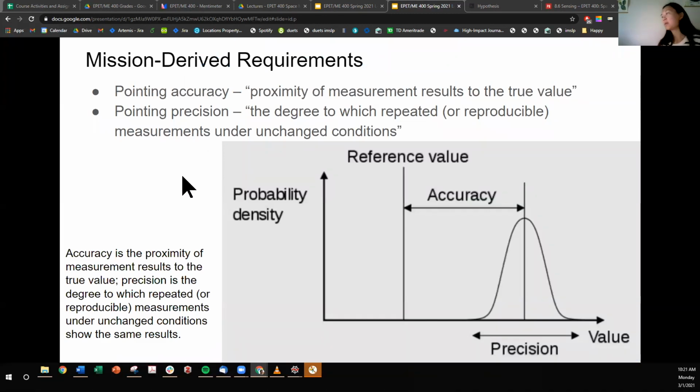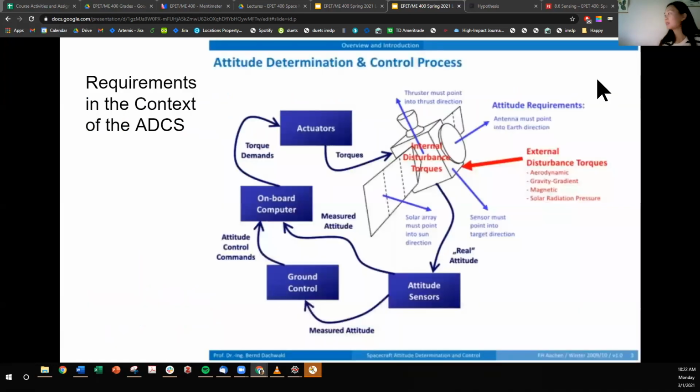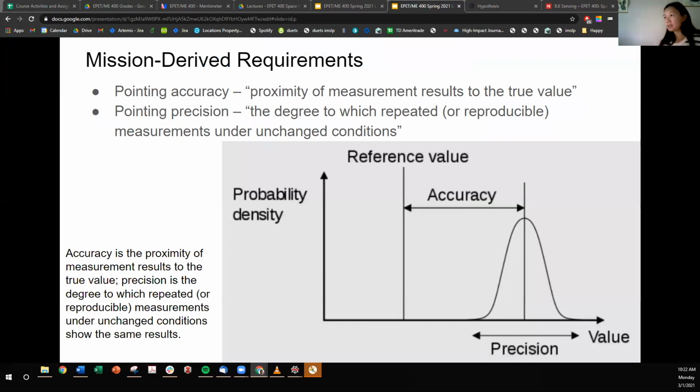Some mission-derived requirements. Of course, there is the obvious size, weight, and power, but specific to the attitude determination and control subsystem, we care a lot about pointing accuracy and pointing precision. So this usually comes from, we'll talk about this later, things that want to be pointed in the previous slide: antennas, thrusters, solar arrays, payload sensors. So with these different components in the different subsystems, they want a certain pointing accuracy and pointing precision.